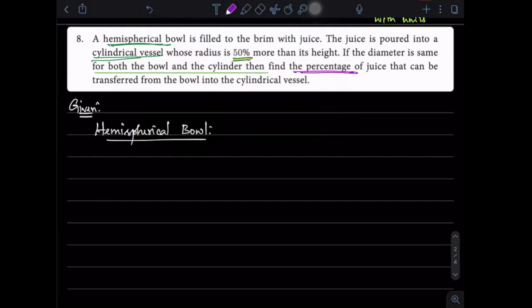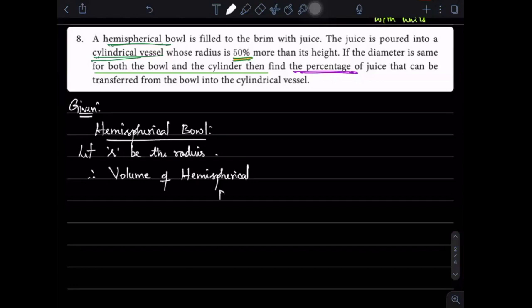Is that okay, children? Since it is an assumption-based problem, what do I do? First let R be the radius of the hemispherical bowl. I have written it below. So what is the volume? Since this is a juice problem, it is definitely related to the volume. What is the volume of the hemispherical bowl? 2/3 pi r cube.